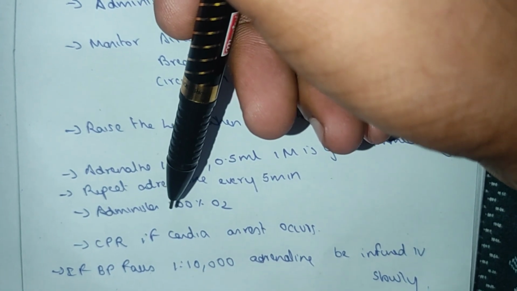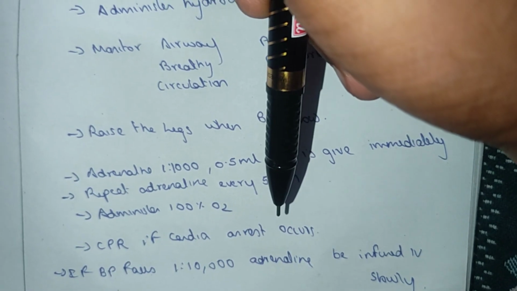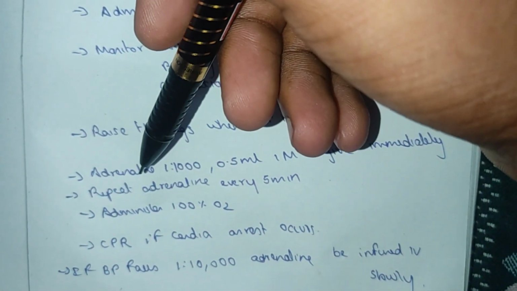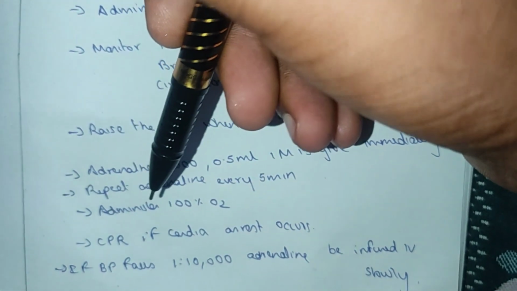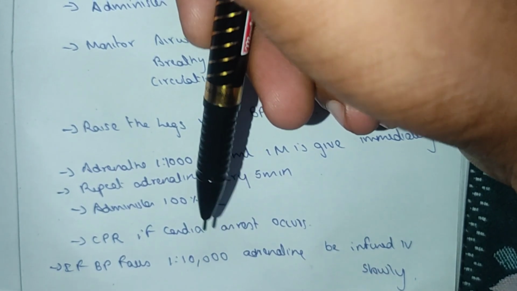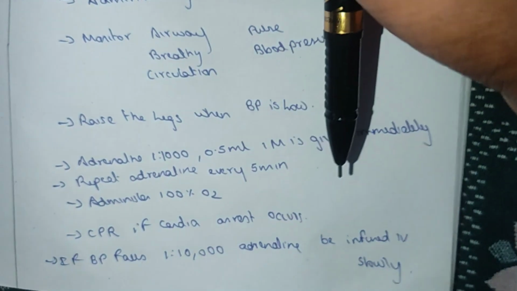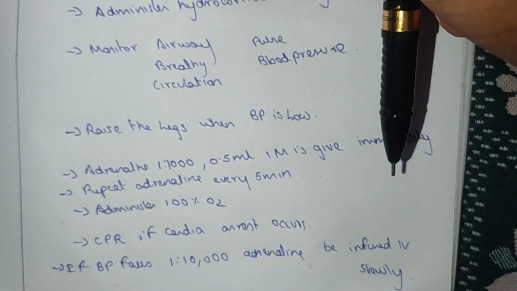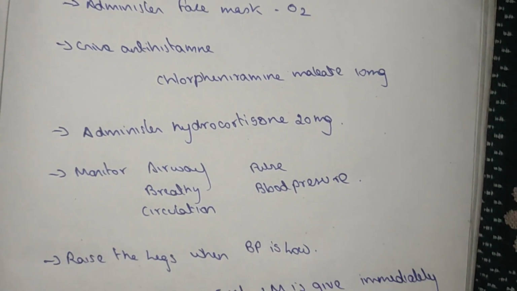CPR technique: when there is cardiac arrest, we should compress the chest. We should keep both hands on the chest and press it. That is known as the CPR technique. If the BP falls, we should give 1:10,000 adrenaline by IV, infused slowly. These are the treatments for anaphylactic shock.